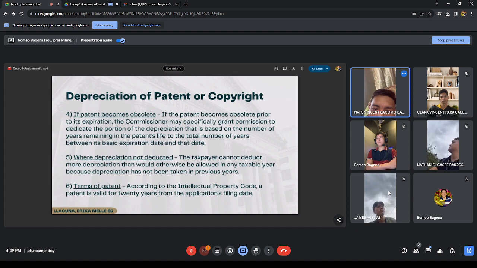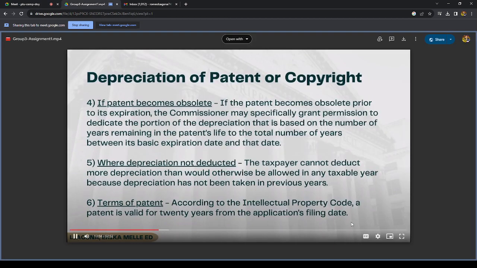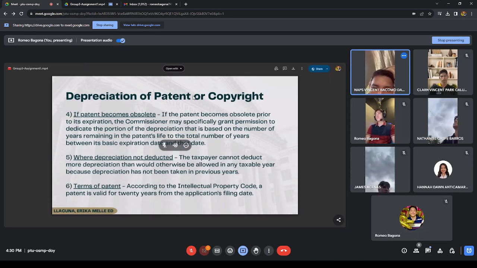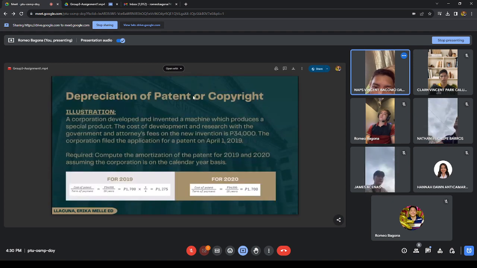Fifth, where depreciation is not deducted. The taxpayer cannot deduct more depreciation than would otherwise be allowed in any taxable year because depreciation has not been taken in previous years. 6. Terms of patent. According to the Intellectual Property Code, a patent is valid for 20 years from the application's filing date. Let's cite another illustration from De Leon.